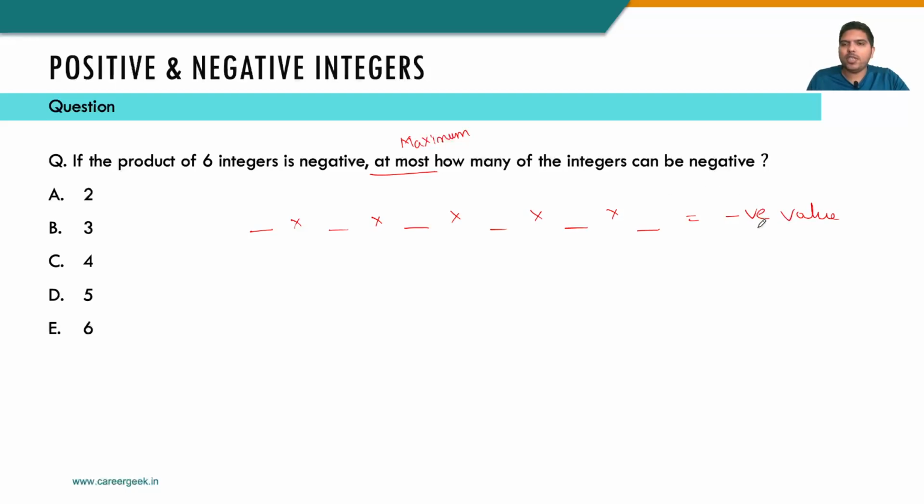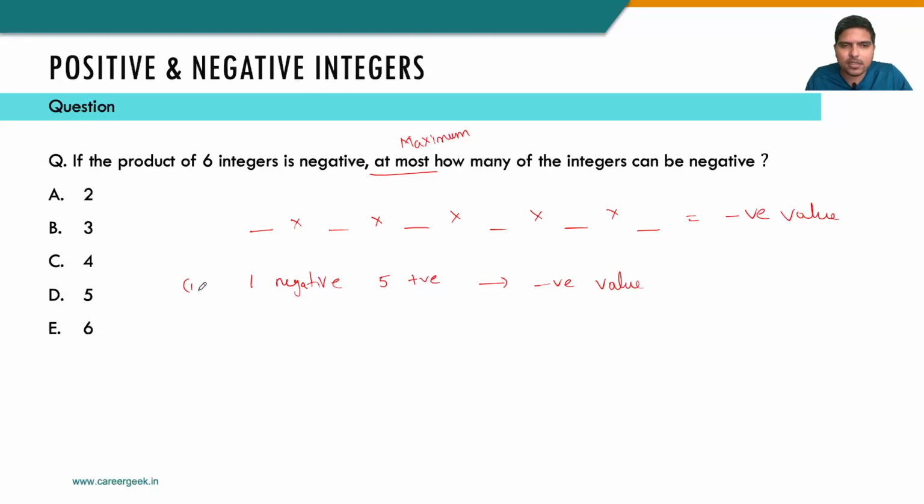So for this to be negative, we have seen you should have an odd number of negative terms, right? So out of 6, think about this. If you have all positive, you will never get a negative value. You should have at least one negative value. So let us jot down all the cases: 1 negative and 5 positive will give me a negative value. I hope this is clear to everyone.